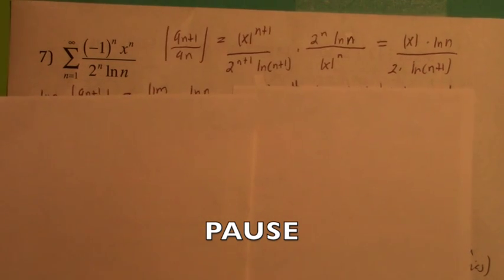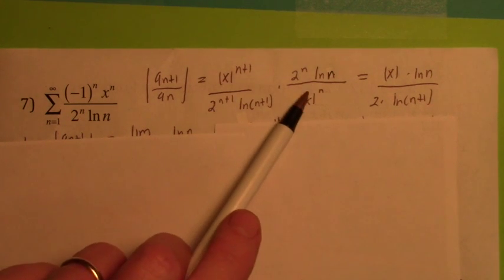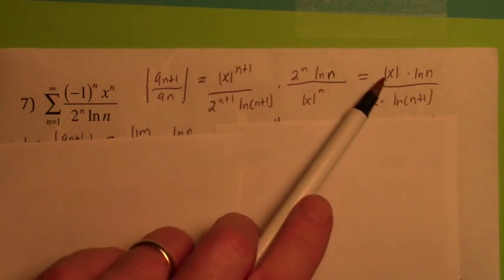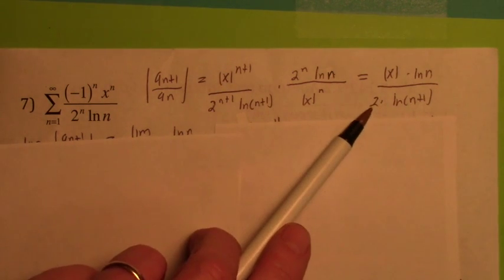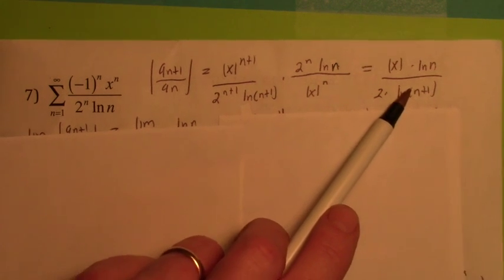When you look at a sub n plus 1 over a sub n, this is the absolute value of a sub n plus 1 over the absolute value of a sub n. When you simplify it, you're going to have an absolute value of x on top, a 2 on the bottom, and you're going to have ln of n and ln of n plus 1. This is what you end up with, right?